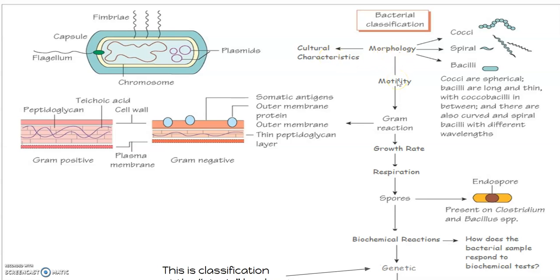There's motility, which we'll take a look at. Gram reaction, which you saw in the Gram stain virtual lab. I'll elaborate on that a little bit. How fast does it grow? What type of respiration does it do? Does it produce spores? How does it react to certain biochemical tests? And then if you really want to get specific, you would take a look at the genetic sequence. What is its genome? That's getting really specific. And then how does it respond to antibiotics? This really gets you to the strain level, not even just the species.